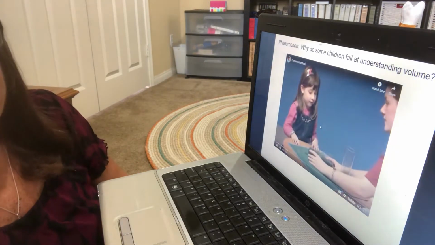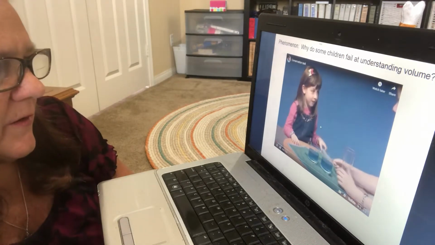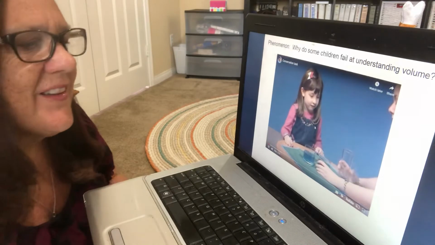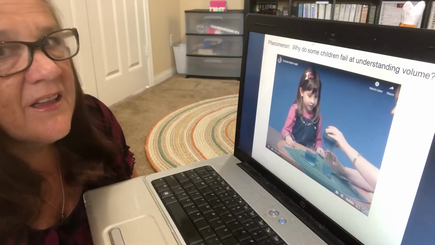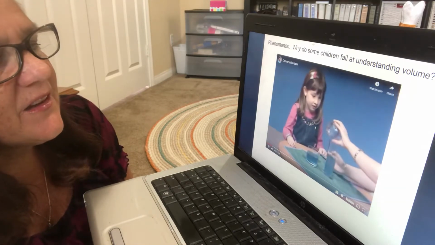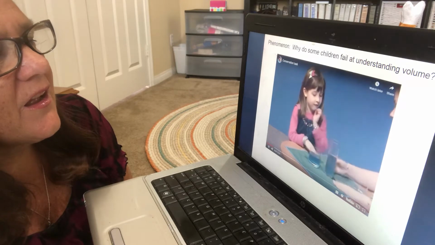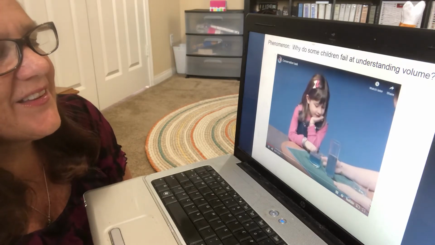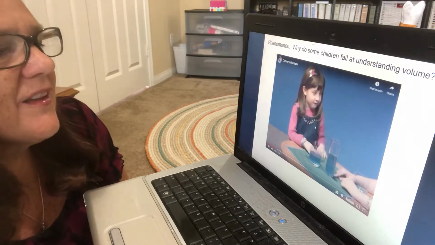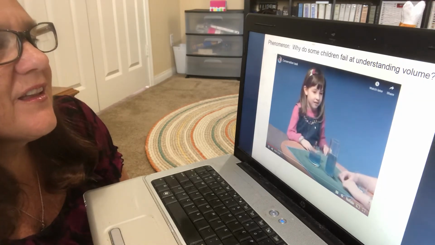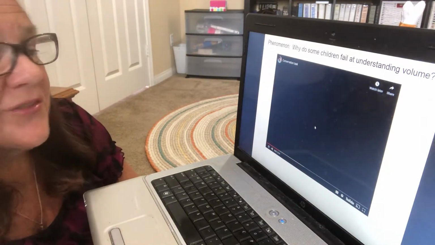Can you look at these two glasses? Do you think that they have the same amount of juice? You think they have the same? Okay. What do you think? Now we're going to pour this juice into this glass. Okay, watching. Now, do you think that this glass has more juice? This glass has more juice? Or do you think that they have the same amount? What do you think? This one has more, and why do you think that this one has more? Because it's taller. Ah, taller.